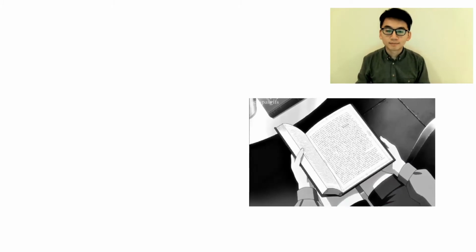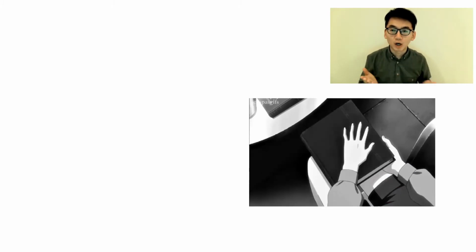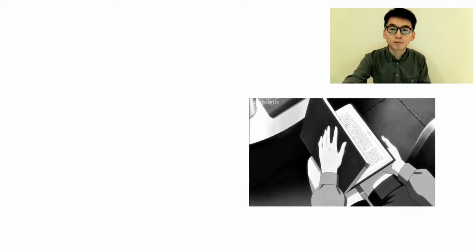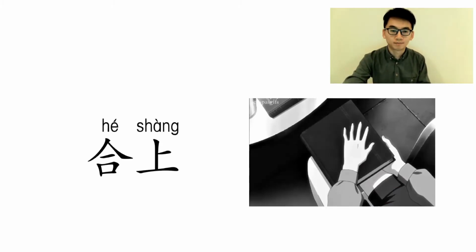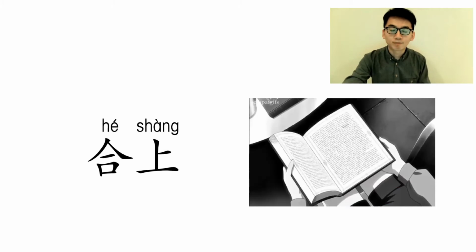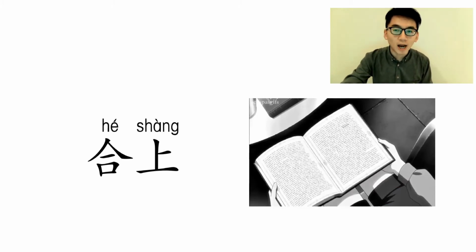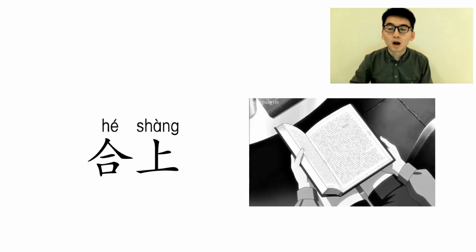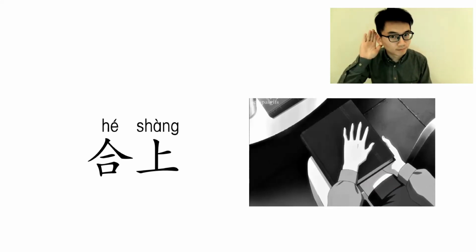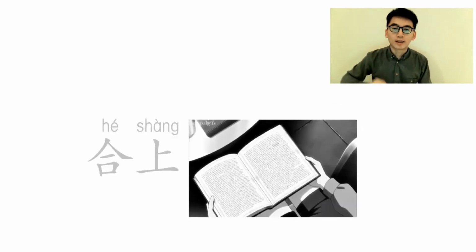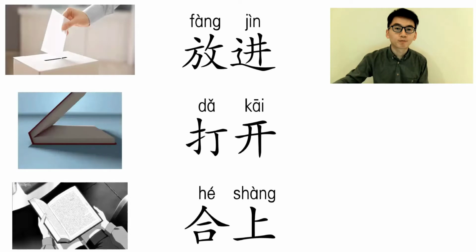All right, next one. What's that? 这是什么? 这是 close. Close in Mandarin is 合上. 跟我读 repeat after me. 合上. 非常好.